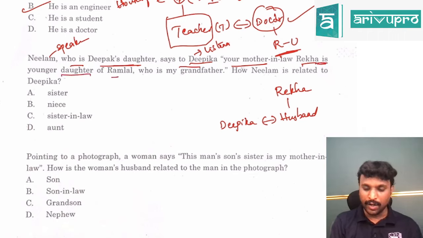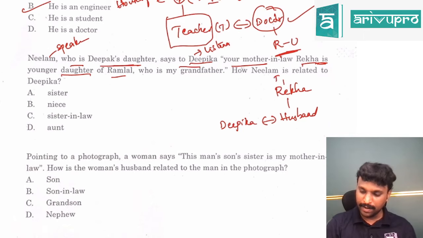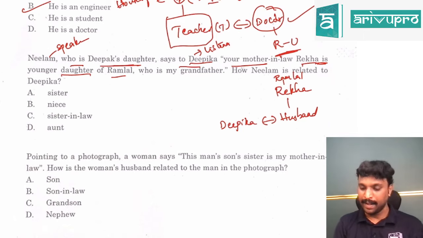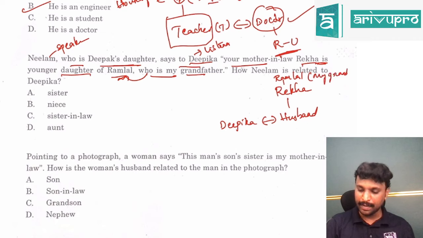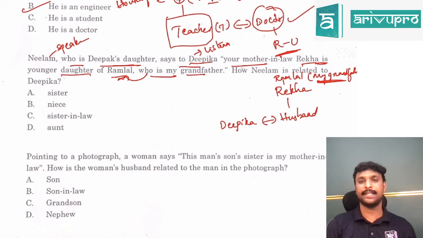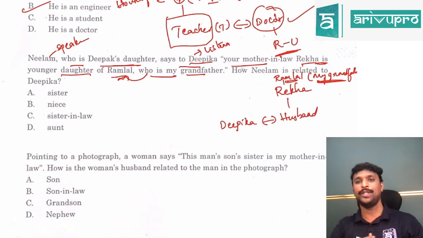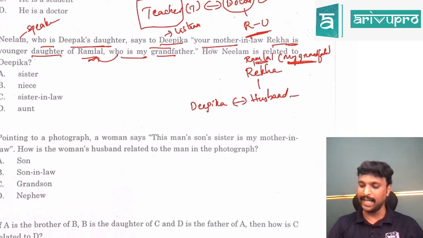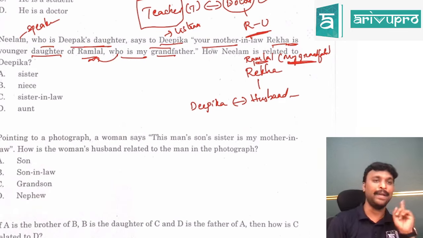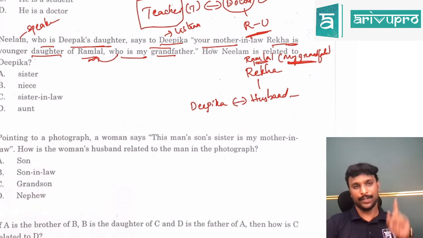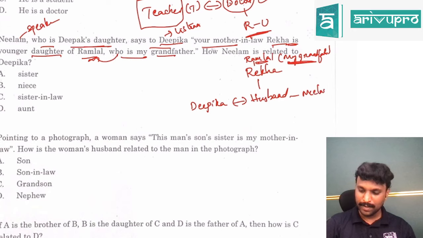Then she is the younger daughter of Ram Lal. So Rekha is a daughter of Ram Lal. Alright. Then who is my grandfather? Who refers to which person? The second person. So Ram Lal is my grandfather. My grandfather. If my grandfather is here, where should I be? 2 generations below my grandfather. That means 2 generations below Ram Lal. Yes or no? So 2 generations below Ram Lal means definitely a sibling of Deepika's husband. Who is me? Me is the speaker. Me refers to the speaker within the quotes. Alright. So Neelam is the speaker.